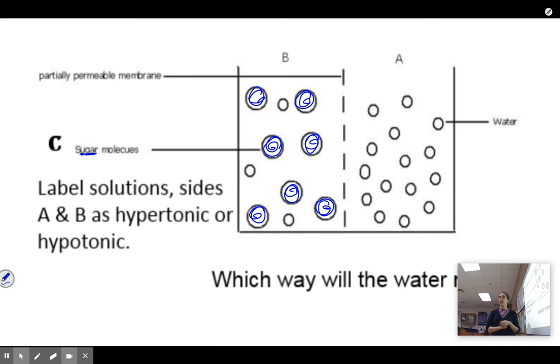Actually, copy this diagram into your notes. If you haven't been writing any down yet, you should have a couple of these in your notes as examples. So copy this one down. It's pretty simple. Label hypertonic and hypotonic and which way the water would move.